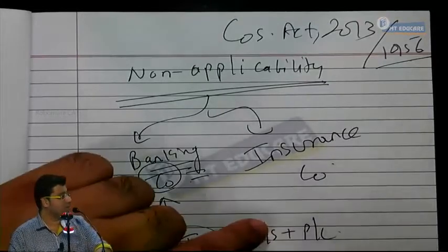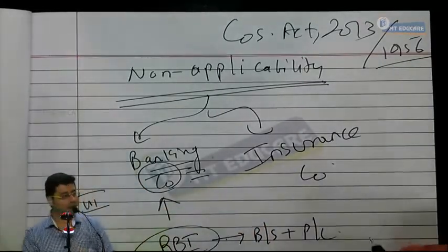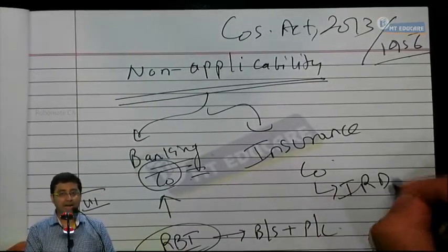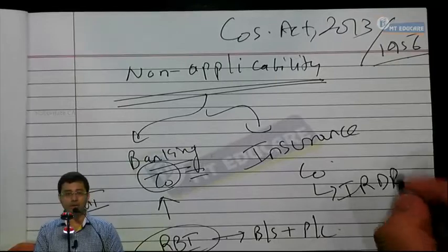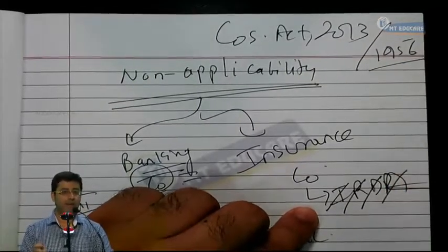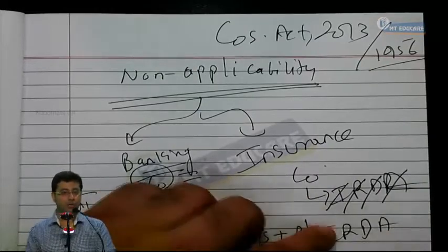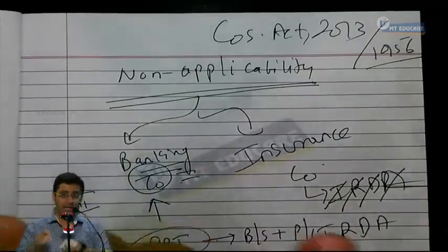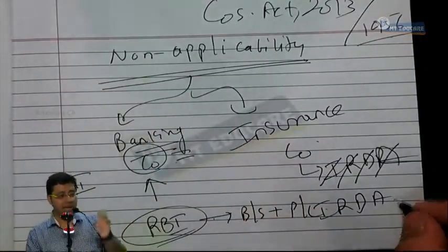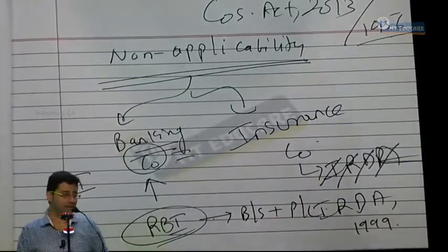So to insurance companies also, CARO, C-A-R-O, does not apply. It is not applicable because insurance companies are monitored by IRDA. IRDA means Insurance Regulatory and Development Authority. And these companies have to prepare their audit reports and their annual accounts as per the IRDA Act 1999.